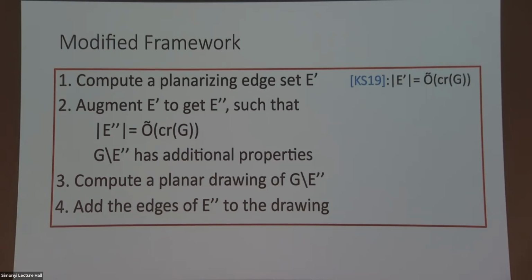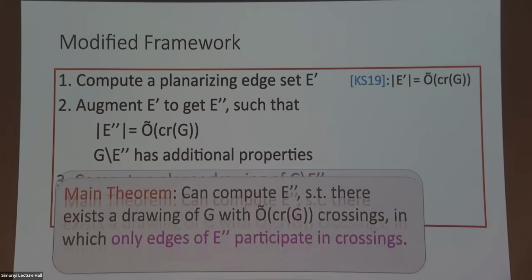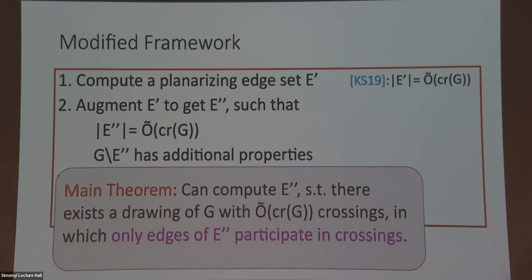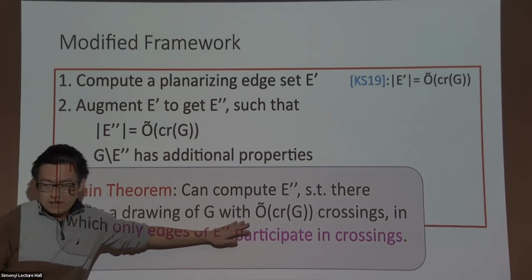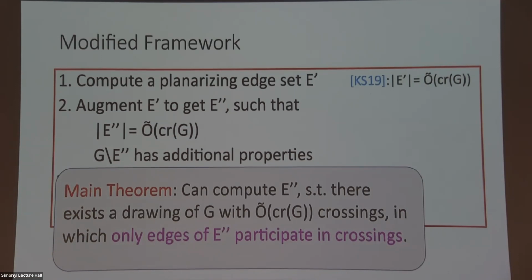The first question is basically, does this new additional step even make a difference? And what we prove in the first work is that it does. Okay, the main theorem is we can, given a planarizing set, augment it into a set E double prime, such that there exists a near optimal drawing in which only this edge set participates in crossings. Okay, there are 2 things to pay attention to. First, there exists a drawing with approximately CR(G) crossings. This is what we mean by getting around this CR(G) squared barrier. It's possible that if you just take this set, the best thing you can do is CR(G) squared crossings. And now CR(G) is what we get around it.